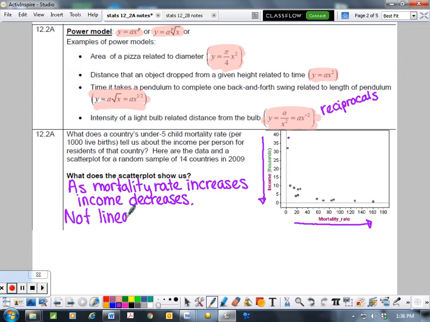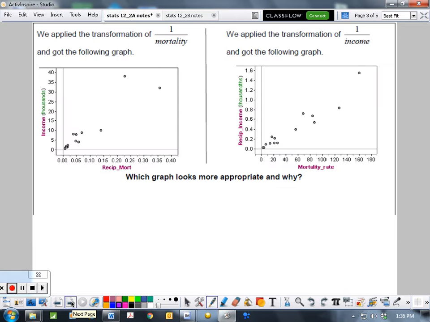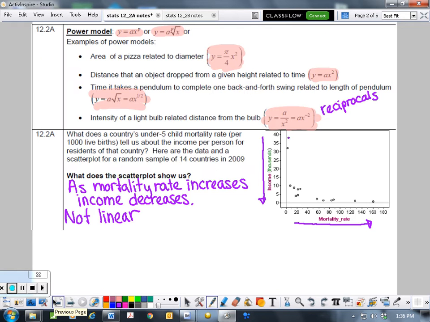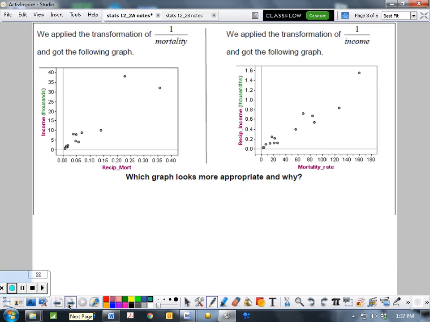And so now that we've identified it as not linear, we can work on transforming these variables. So what I did is I applied two different transformations. I took the X values, the mortality rate, and for each mortality rate, I did 1 divided by that number. So if this was a 20, I would change it to 1 over 20. And I do that for each one of those.